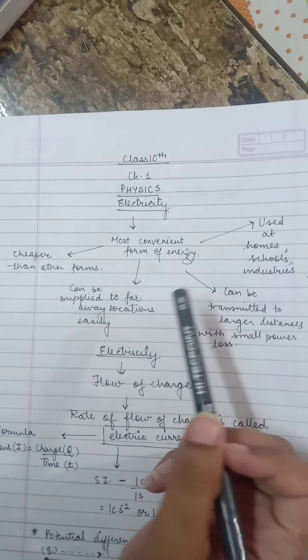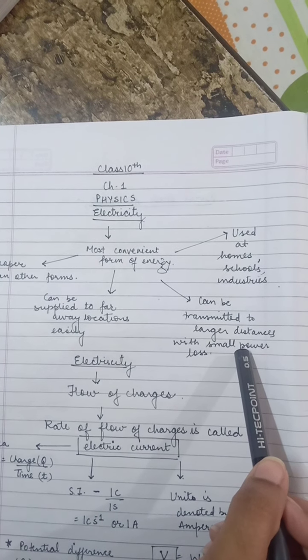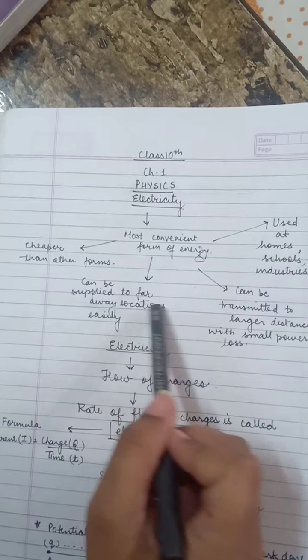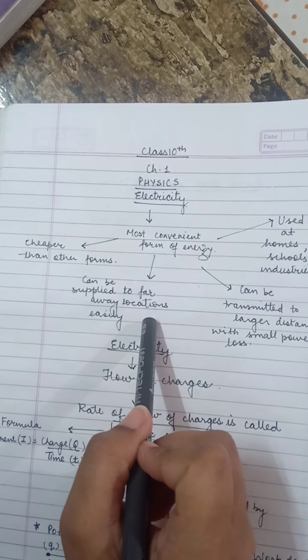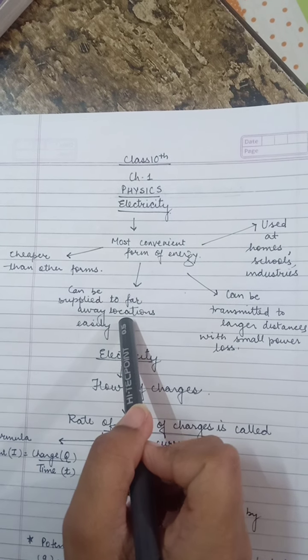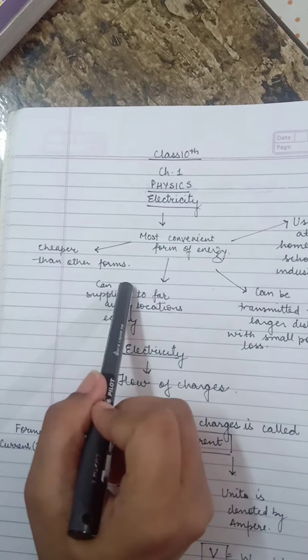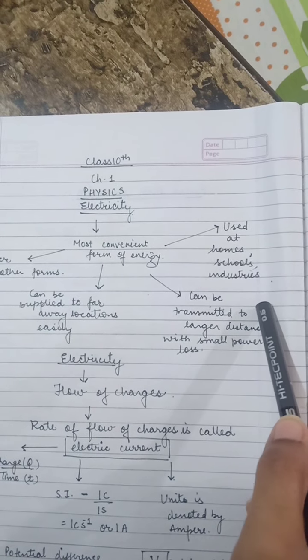Why do we use electricity? Because it can be transmitted to larger distances with small power loss, right? It can be supplied to far away locations easily. From the place where it is generated, वहाँ से ज़्यादा दूर दूर तक इसको हम easily transfer कर सकते हैं. And it is also cheaper from the other forms. It can be easily used at homes, schools and industries.